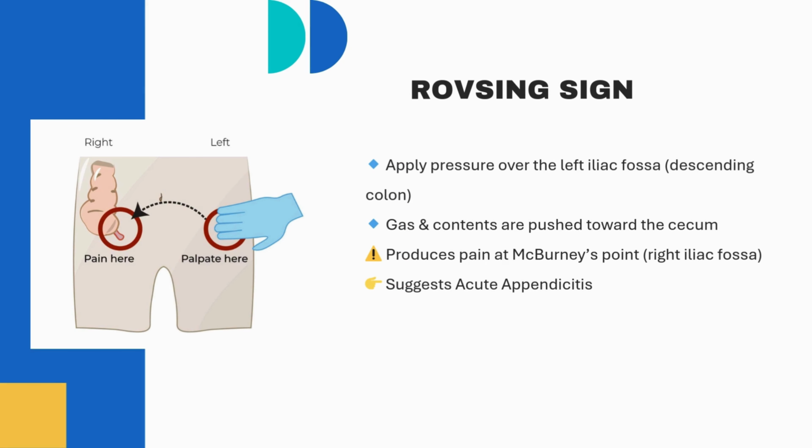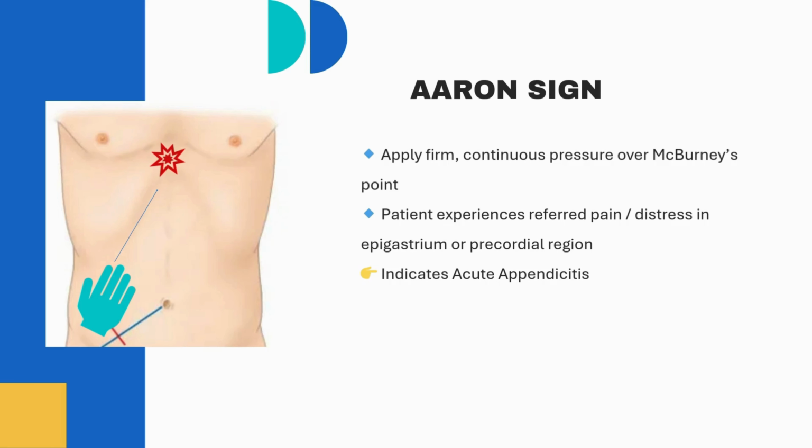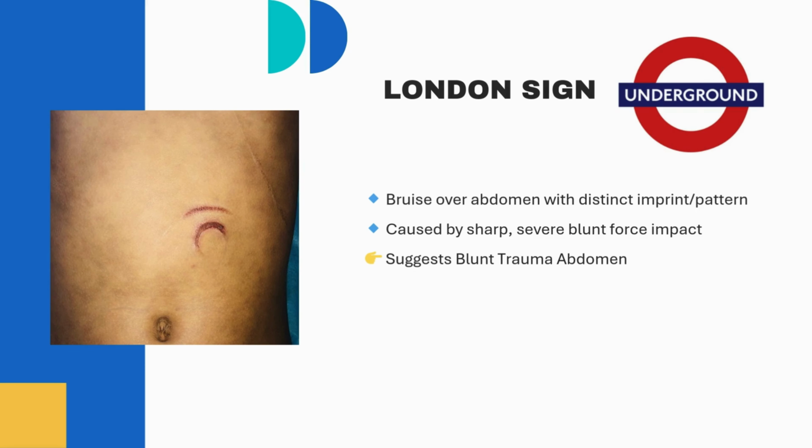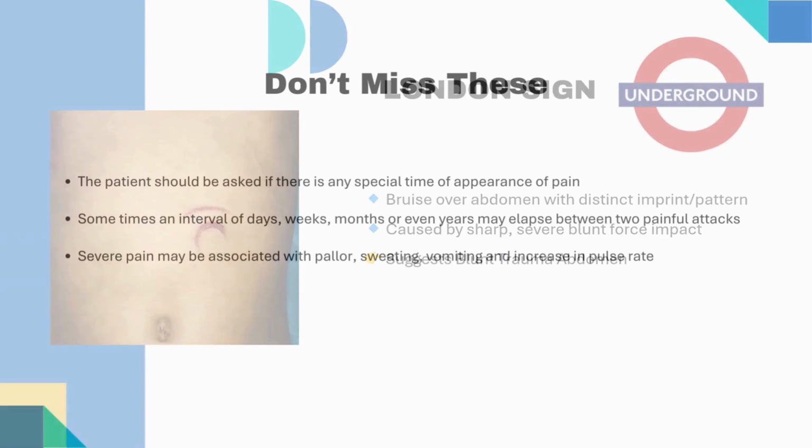Rovsing sign. Apply pressure over the left iliac fossa. Gas and contents are pushed toward the cecum. Produces pain at McBurney's point. It is suggestive of acute appendicitis. Aaron sign. Apply firm continuous pressure over McBurney's point. Patient experiences referred pain or distress in epigastrium or precordial region. It indicates acute appendicitis. London sign. Bruise over abdomen with distinct imprint or pattern caused by sharp, severe blunt force impact. Suggests blunt trauma abdomen.